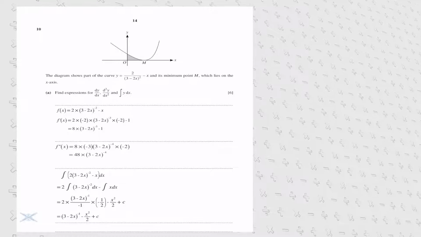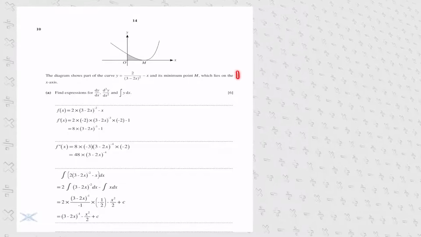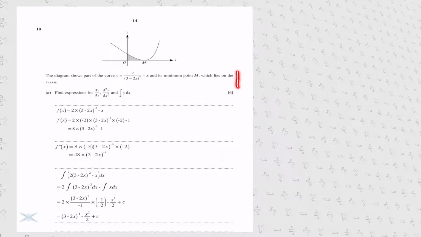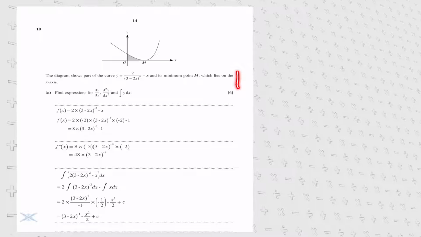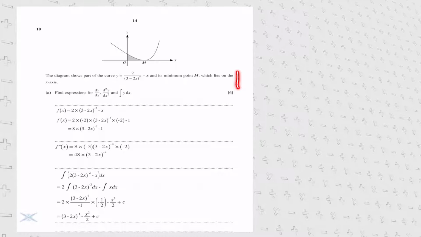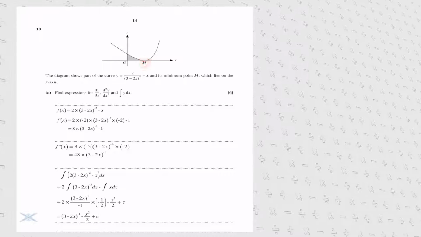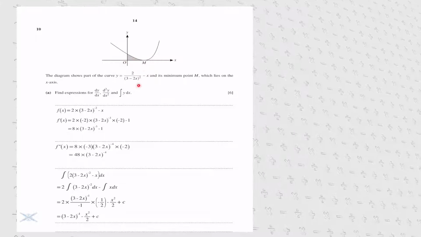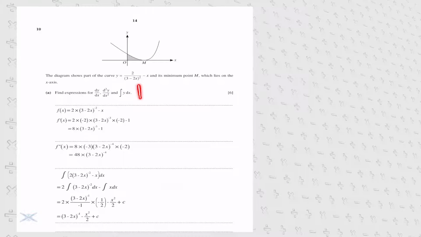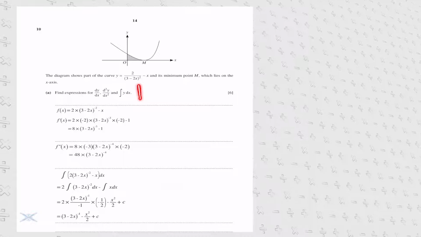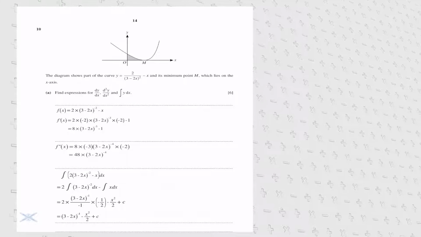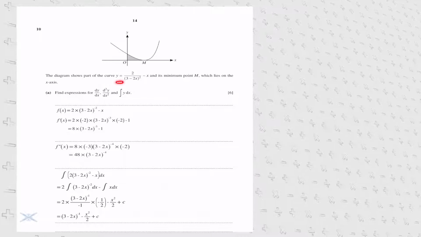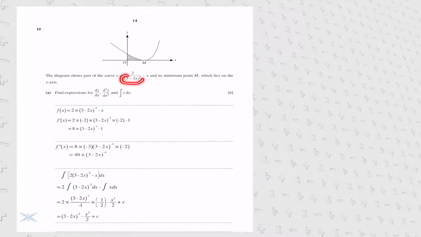Next on to exercise 10, where we are provided with a diagram that shows part of the curve y equals 2 over (3 minus 2x) squared minus x and its minimum point M, which lies on the x-axis. We are supposed to find the expressions for the first and second derivative of the function as well as its integration.